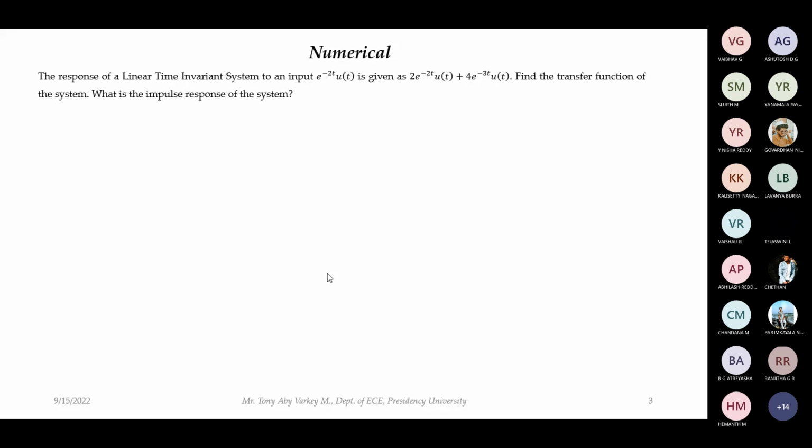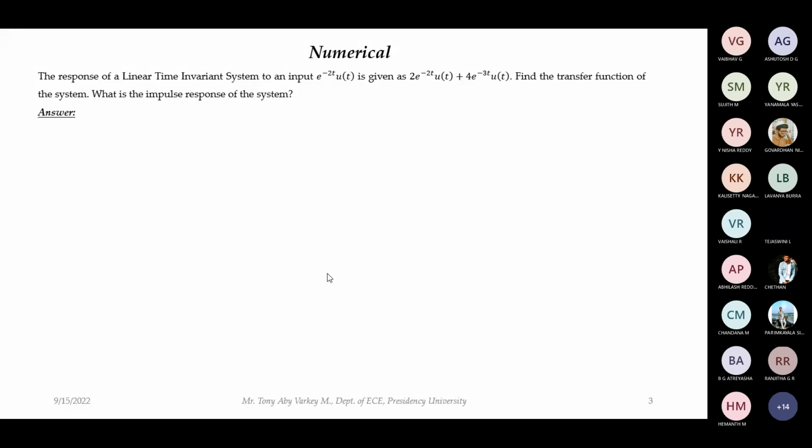So the question is this: the response of a linear time invariant system to an input e to the power minus 2t u of t is given as 2e to the power minus 2t u of t plus 4e to the power minus 3t u of t. Find the transfer function of the system. Also, what is the impulse response of the system? So this is the question.